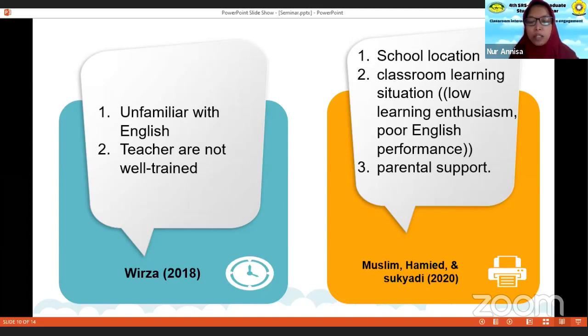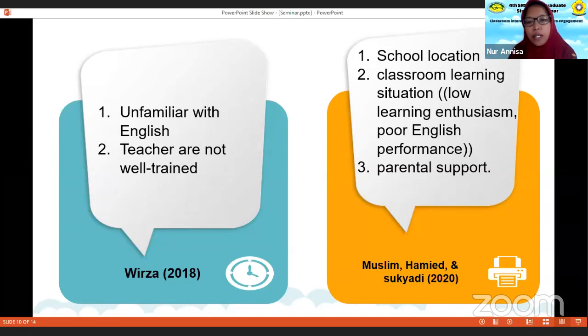They found that there are three factors that influence the students' investment in learning language. The first is school location. When the school is in the city, it can be said that students can have higher investment than those in the countryside.